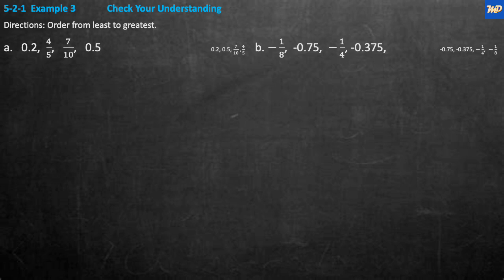Okay, now that you're back, let's look at problem A. So we have the decimal of 0.2. We have a fraction 4/5, we have a fraction 7/10, and we have a decimal of 0.5. So what is the value for the fraction that's 4/5? Well, we can do that right now. We can say 4 divided by 5.